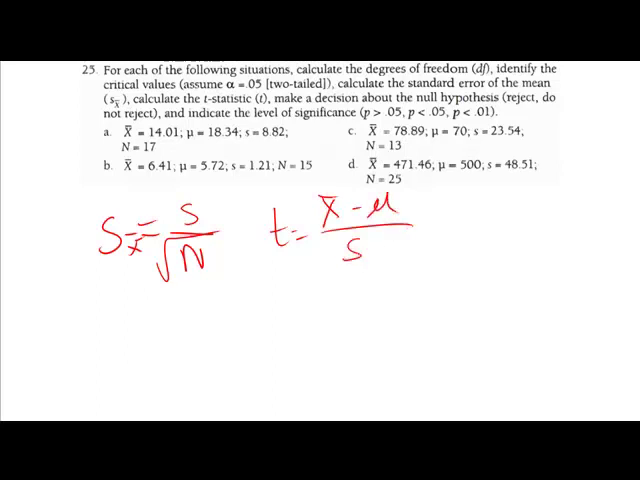7.25. Again, for each of the following situations, calculate the degrees of freedom, identify the critical values, two-tailed 0.05, calculate the standard error of the mean, calculate the t, make a decision about the null. Again, we're just using the same equations here. s of x equals s divided by the square root of n. t equals x bar minus mu divided by s of x. Degrees of freedom equals n minus 1.